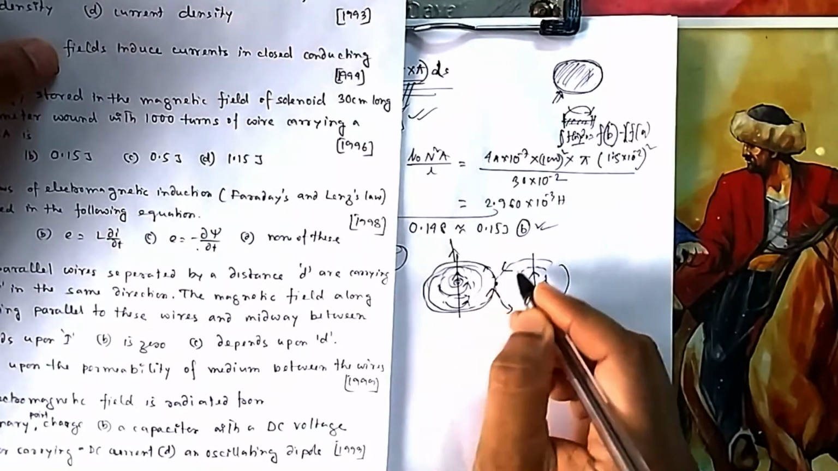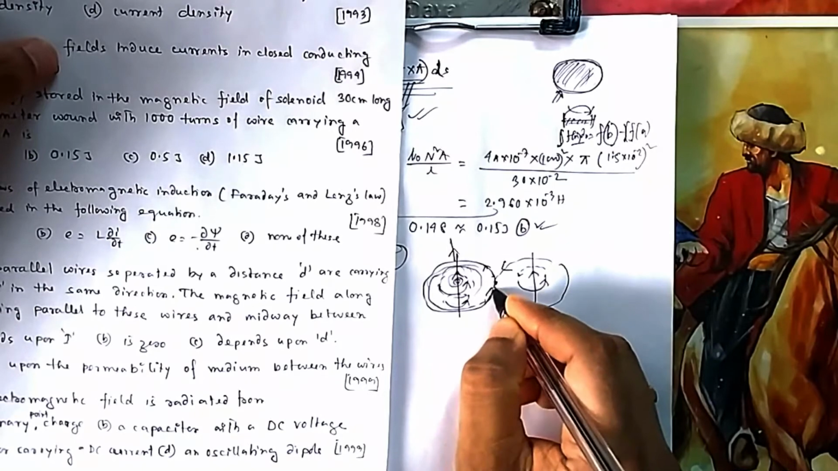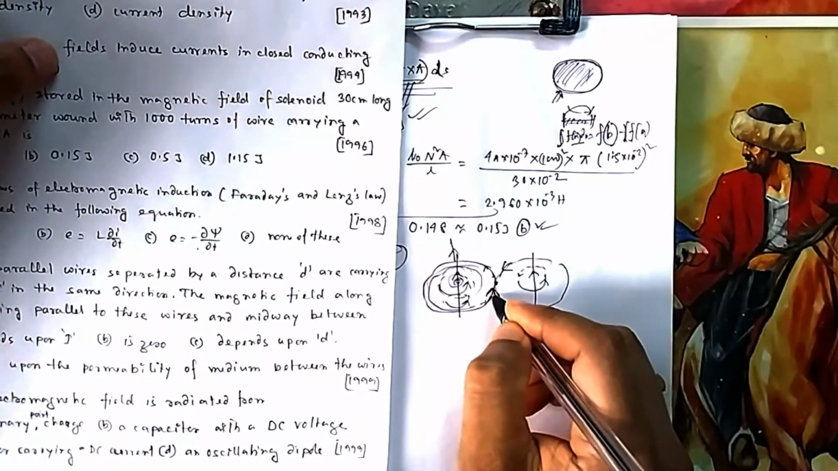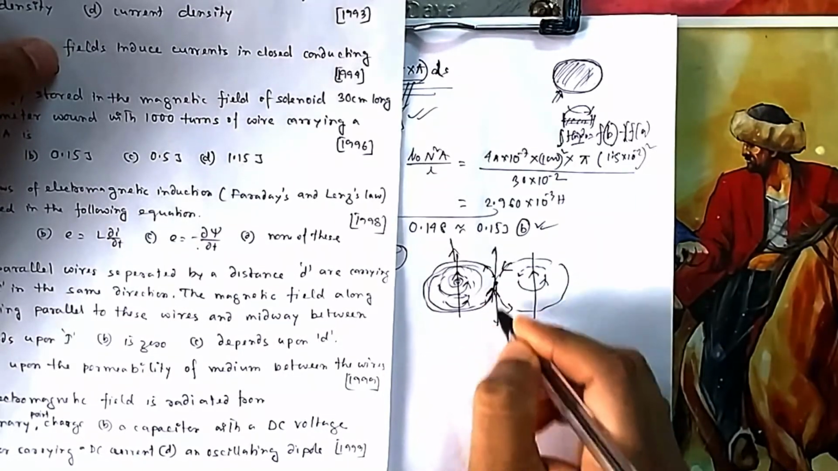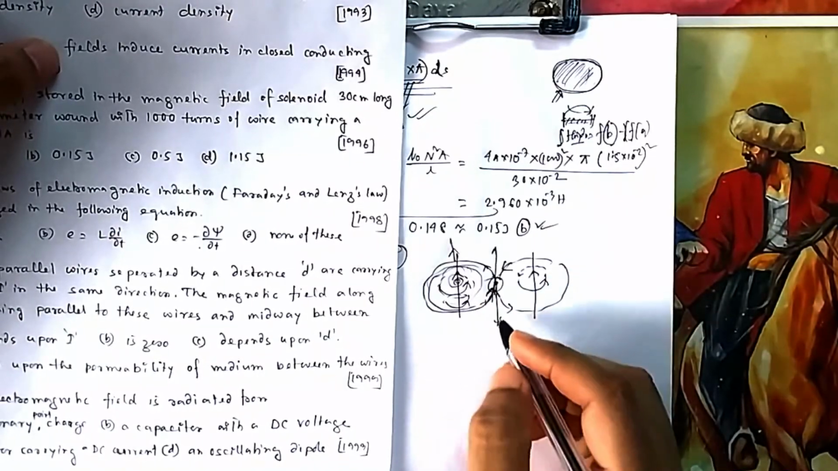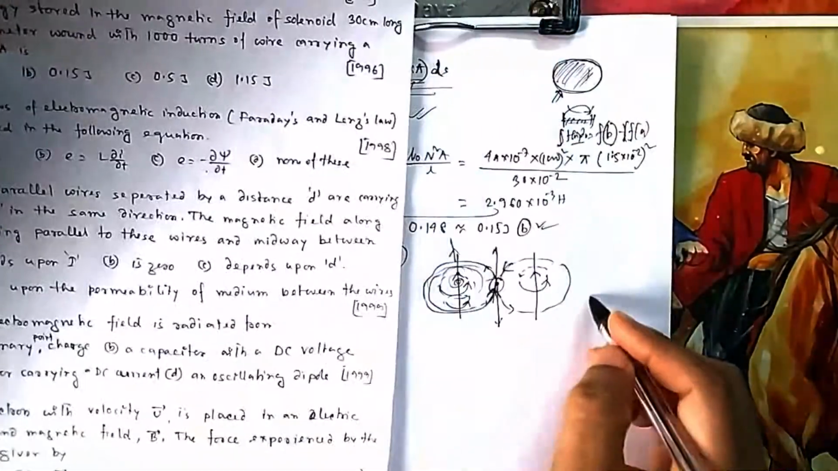So you can see these two are contradicting at this point. It will get a magnetic field this way, and here it will get a magnetic field this way. So one is this way, one is this way. So net magnetic field is 0. So it will experience a magnetic field which is 0. That is your option B.